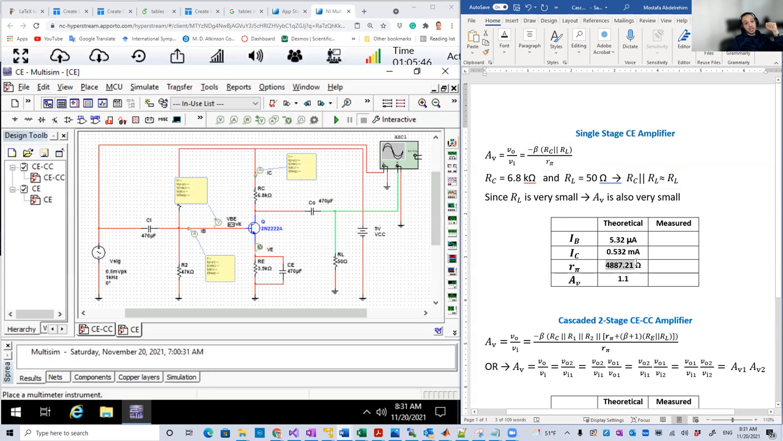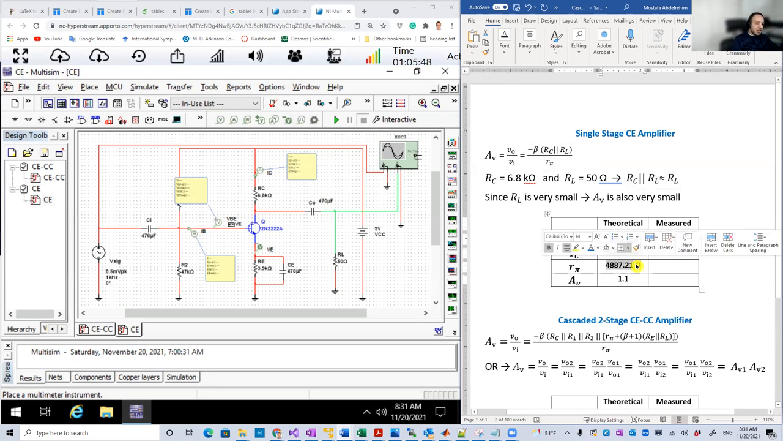R bar was around 5,000 ohms, or 5 kilo ohms here. And the numerator, beta RL, is 100 multiplied by 0.05, which is just 5. So 5 divided by 4.8 kilo ohms is approximately 1.1 in that case. So we should verify AV equal to about 1, which means the output is almost like the input. We should see almost identical signals at the input and the output.